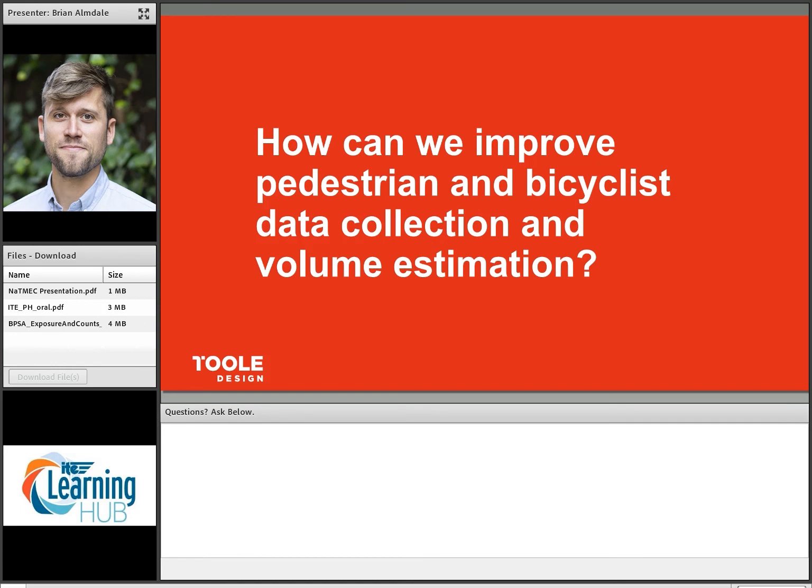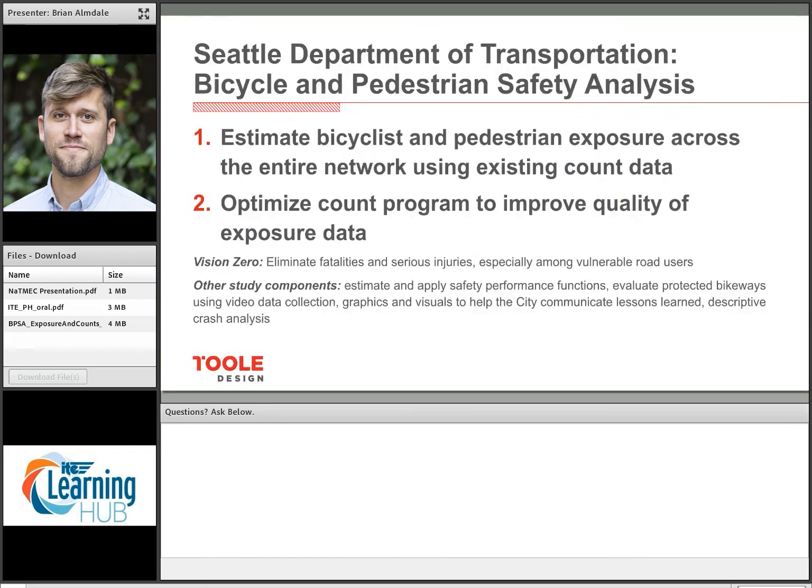So how do we improve pedestrian and bicyclist count data collection and volume estimation? There are a few ways. Today we'll discuss two elements from the BPSA Phase 2 that have been used by the City of Seattle and can be applied to other communities. First, we'll cover estimating bicycle and pedestrian exposure across the citywide network using existing count data that the City of Seattle has collected. We only used existing count data, and counts were not conducted specifically for this analysis. And second, we'll go over a method used to optimize a count program to improve the quality of exposure data.